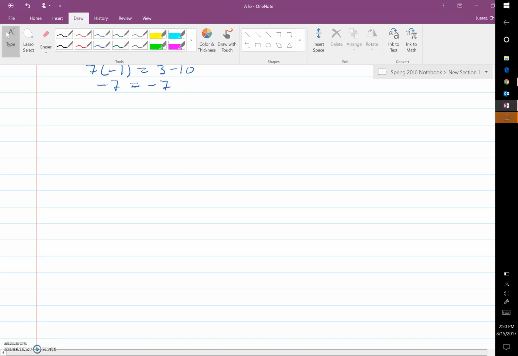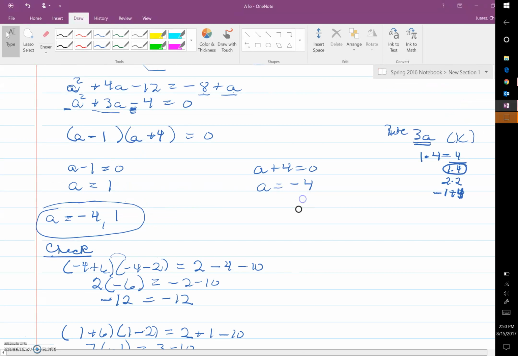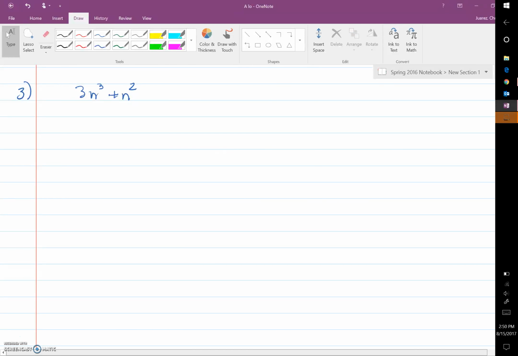And let's do one more. Is this our third example, I think? Yeah, let's write it in. We've got 3n to the third plus n squared equals 4n. Now again, this has to be in standard form, ax squared plus bx plus c equals 0.